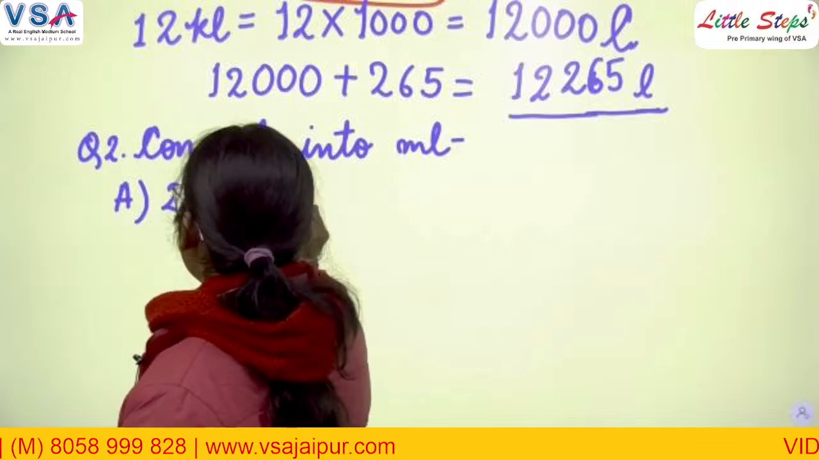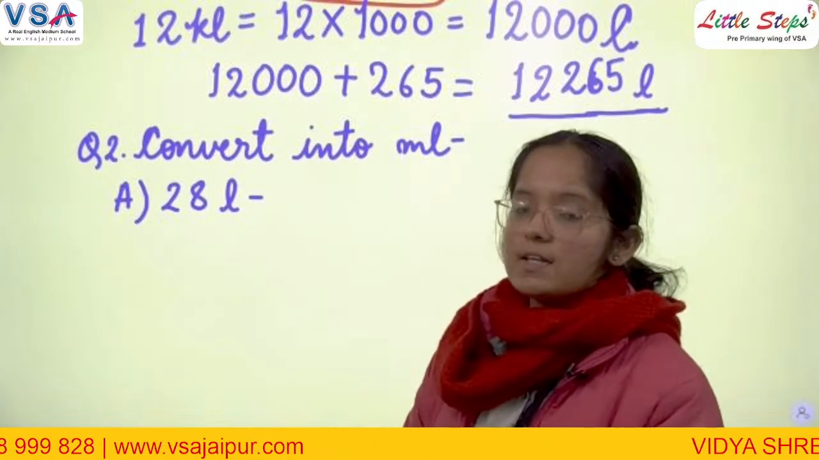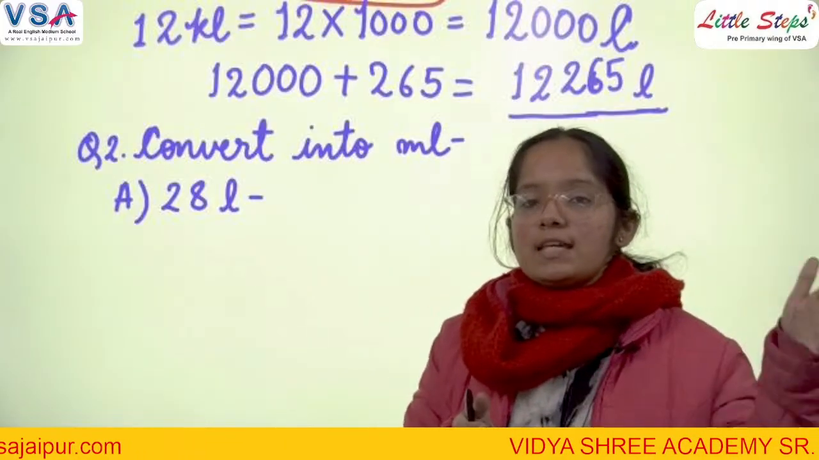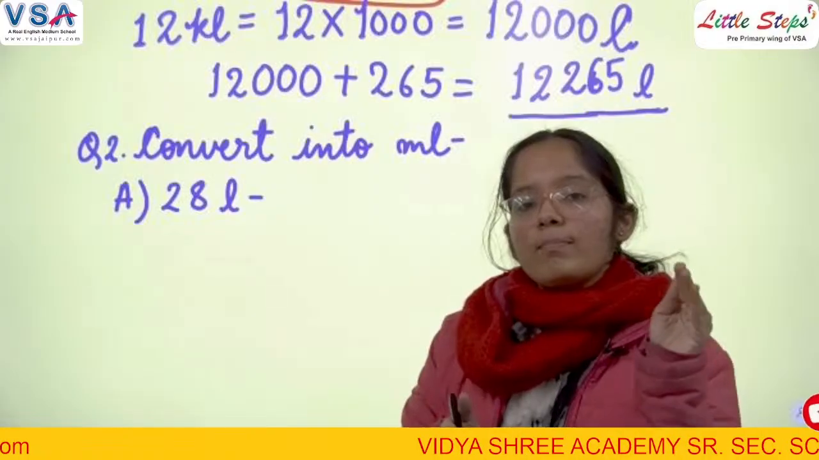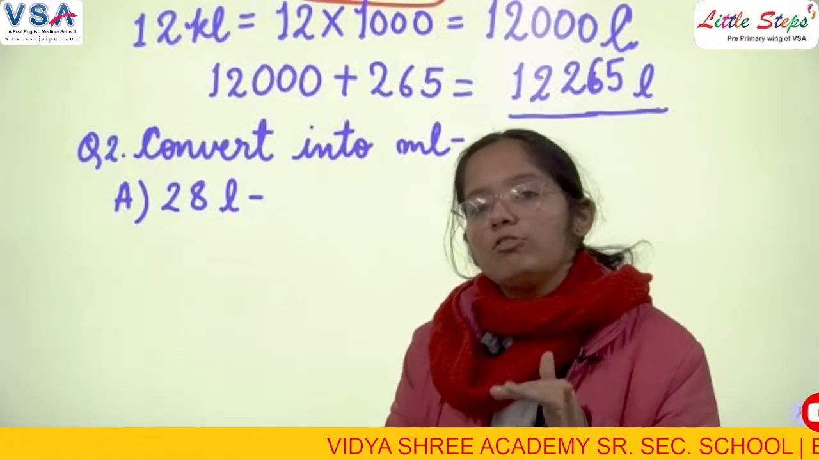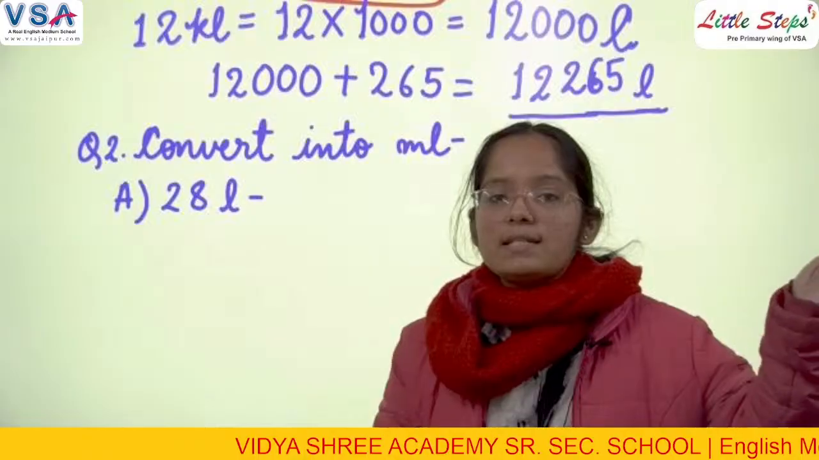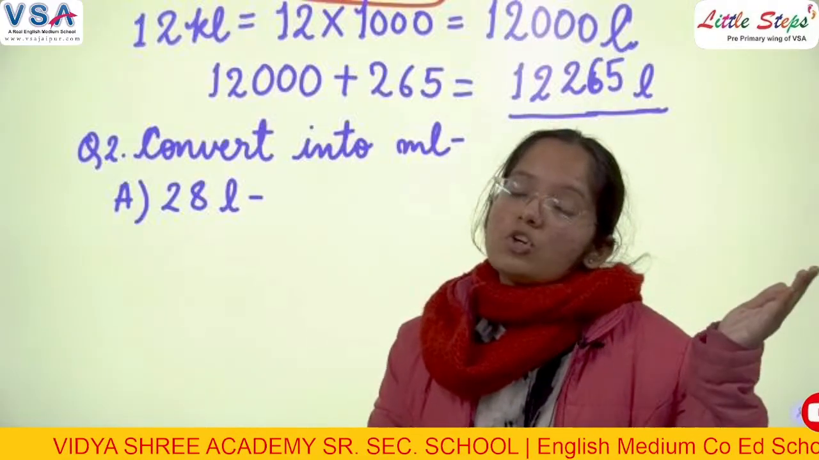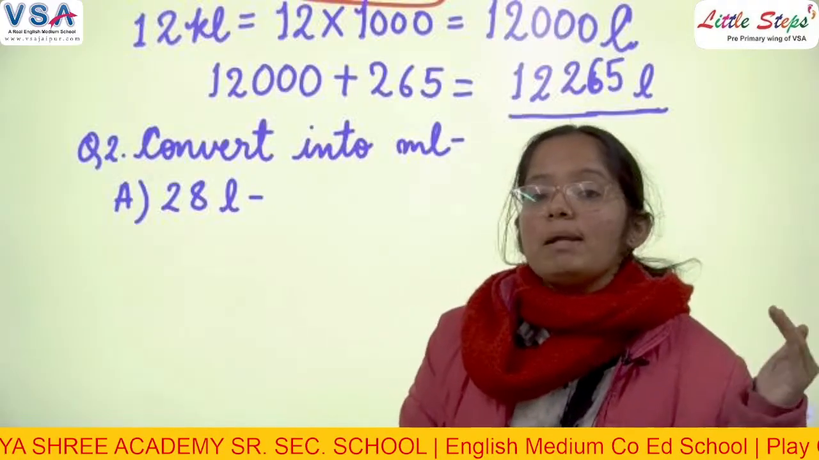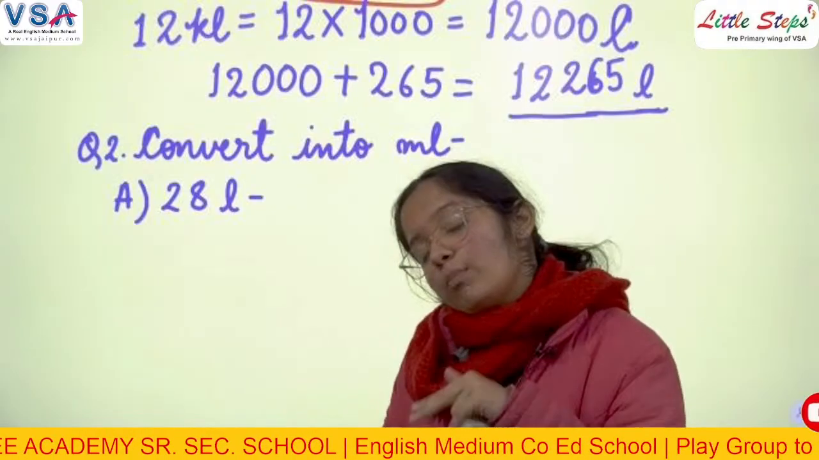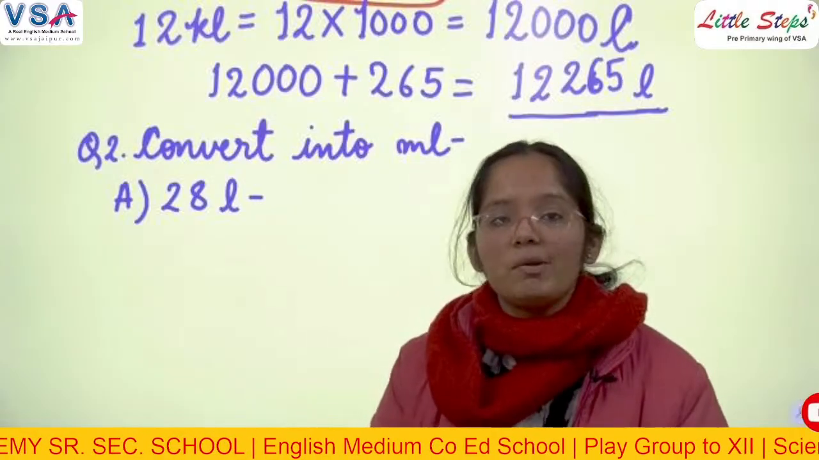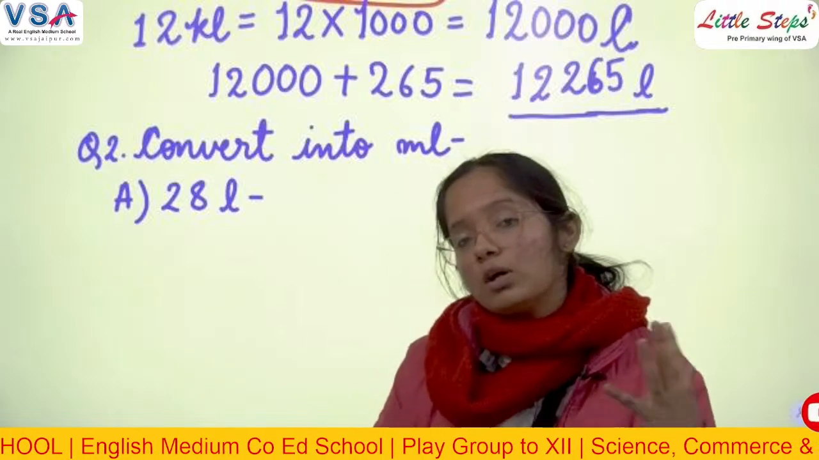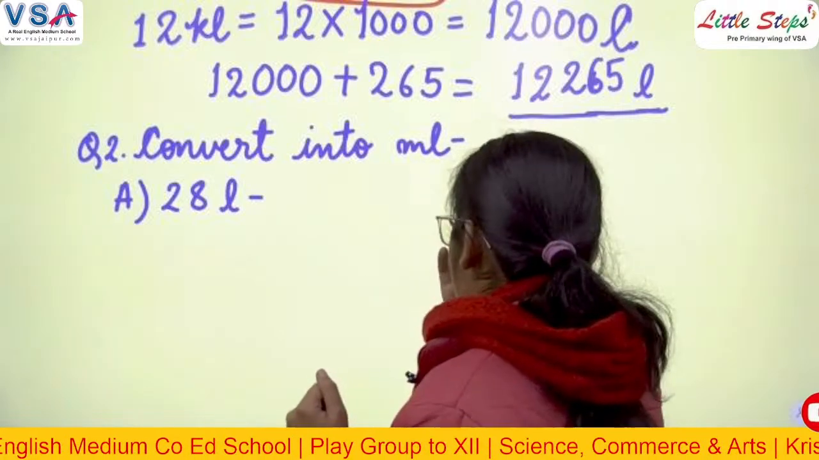Now we are converting liters to milliliters. If we see in the metric system, the basic unit is liter. After that, we have deci, centi, and milli. So from liter to deciliter, that will be multiplied by 10. From deciliter to centiliter, it will be multiplied by 10. If we move from liter to centiliter, it will be multiplied by 100. When we are moving from liter to milliliter, it will be multiplied by 1000.